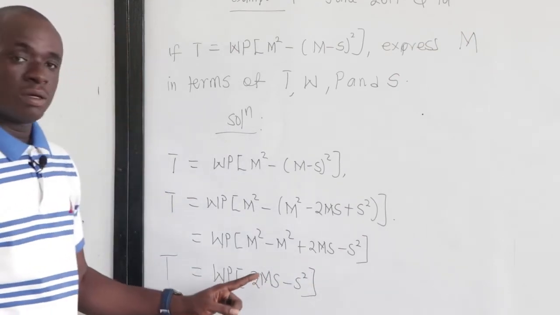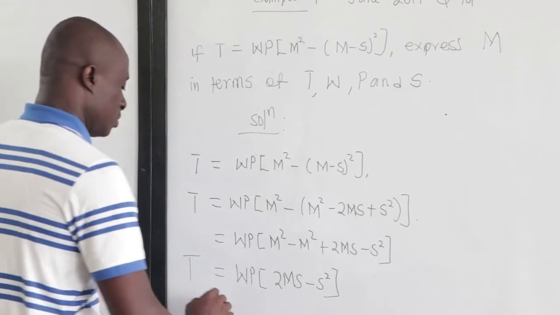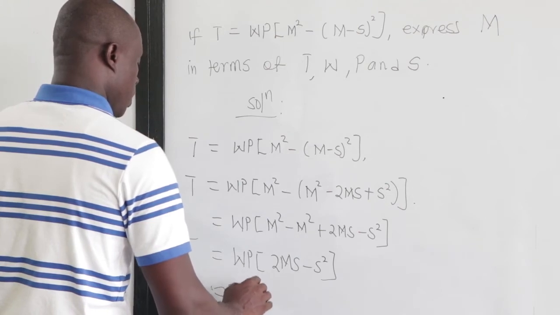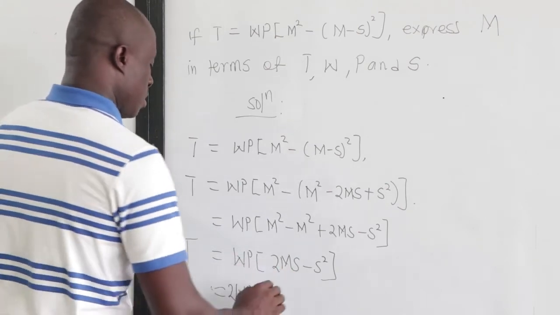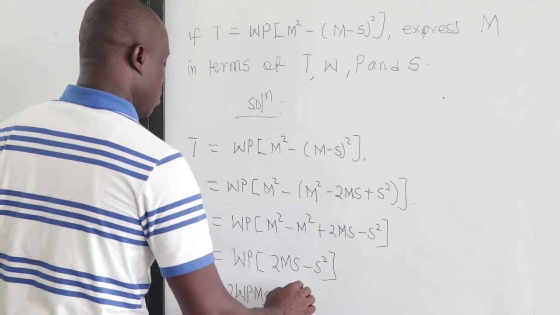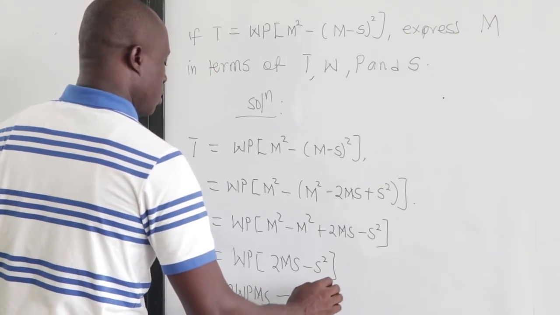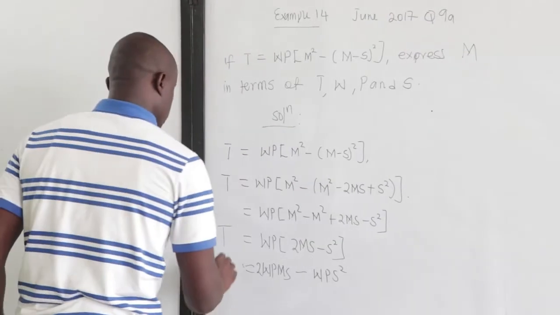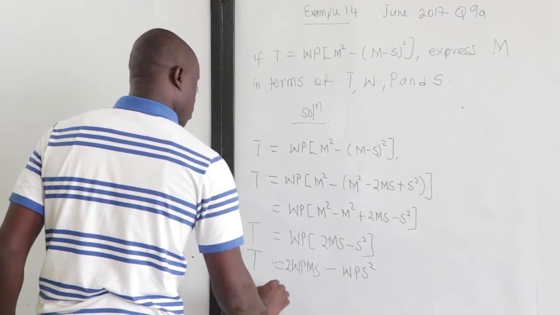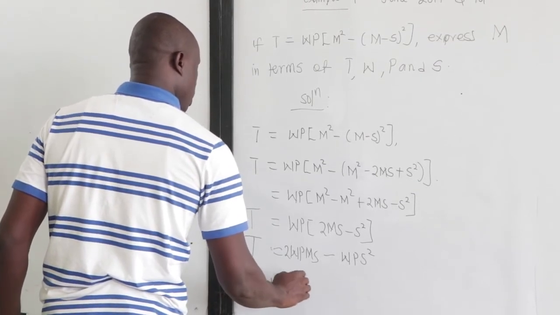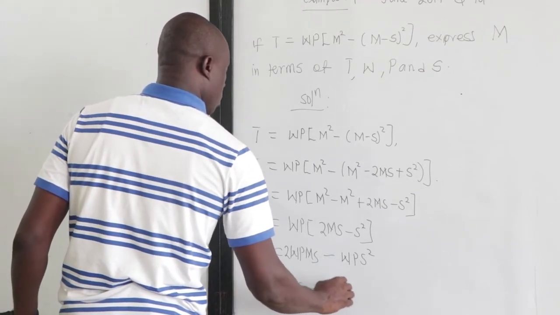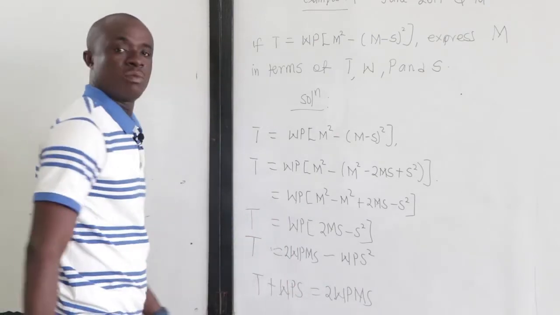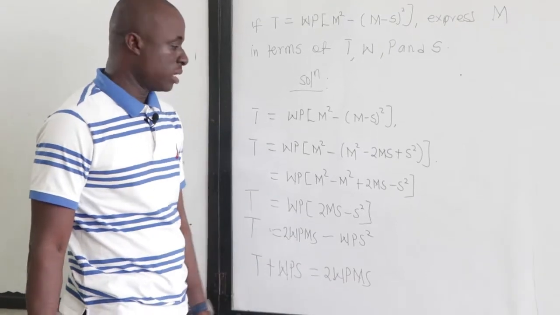We want to make M the subject. We have to expand. So we have WP, that is 2WPMS, this times this, minus this times that, that is WPS squared. We want to make M the subject, so this has to cross to the other side. So you have T plus WPS squared equal to 2WPMS.